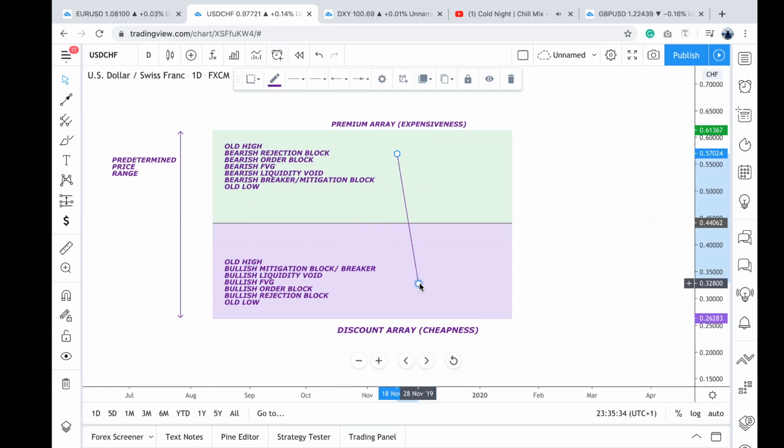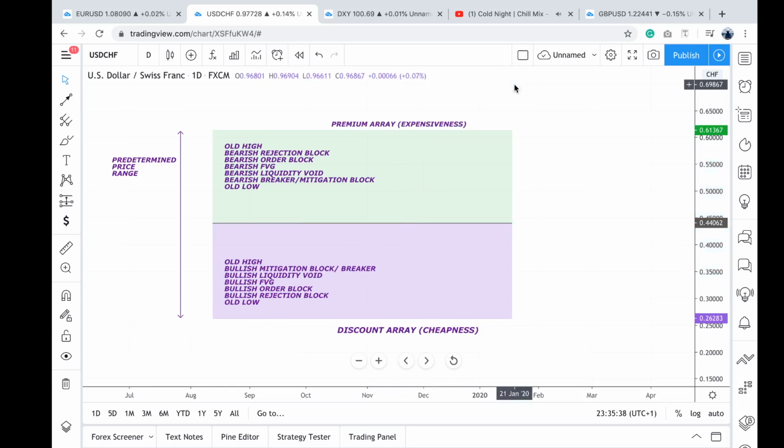Okay, so the question now is, how do you utilize premium area and discount area? Right, so you can often use them to find entries on the higher time frames. Okay, when you're looking for sell moves, you want to look for any of these institutional reference points on the premium side to sell off of.